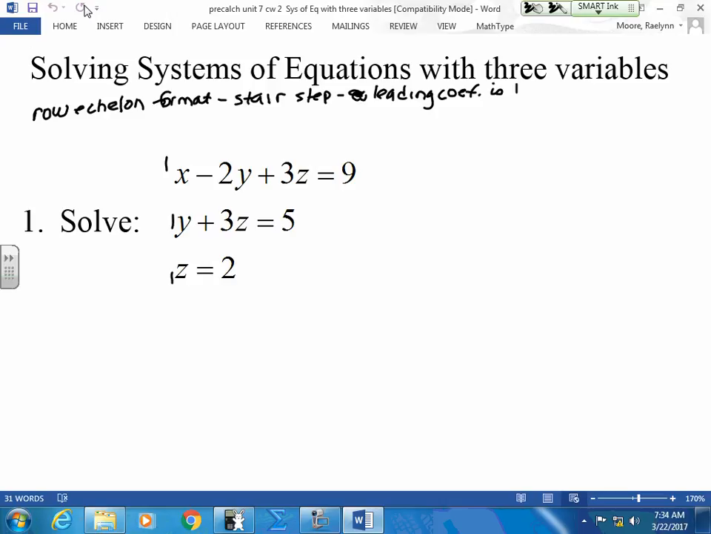Now this one is nice because we have a backwards approach to solve this. Just go backwards. Start with this guy. Plug this in here. Now you can take this, plug in your 2, and solve for y.